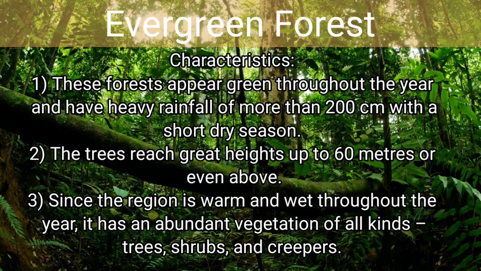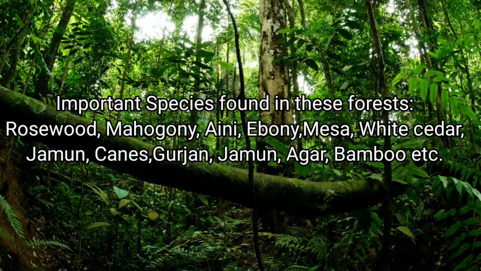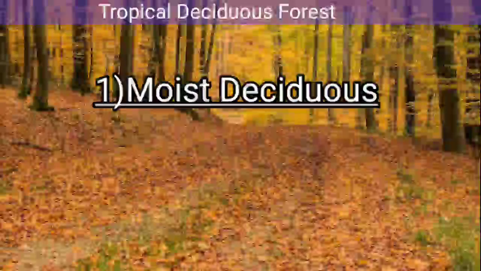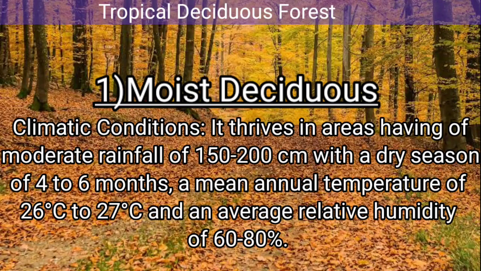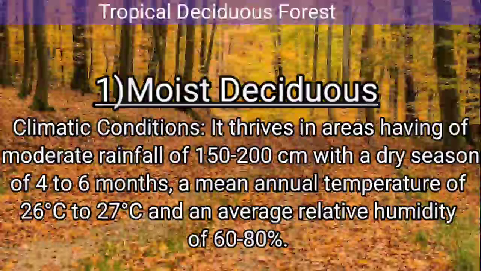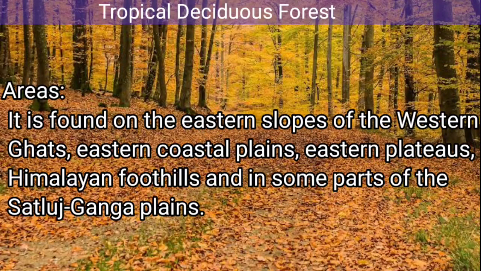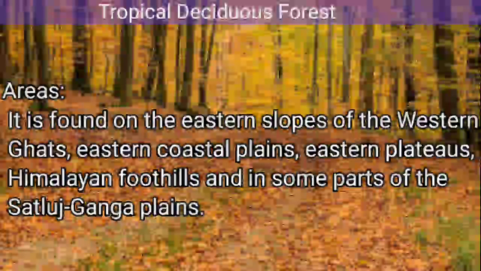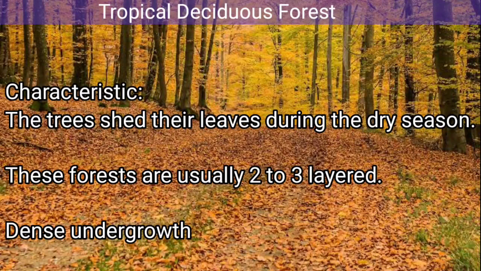Since these areas are warm and wet throughout the year, important species present are rosewood, mahogany, ebony, mesua, white cedar, etc. The tropical deciduous forest has two types: moist deciduous, where the rainfall is moderate, the temperature is high, and the humidity is around 60 to 80%. It is found in the eastern slopes of the Western Ghats, the eastern coastal plain, eastern plateaus and Himalayan foothills.